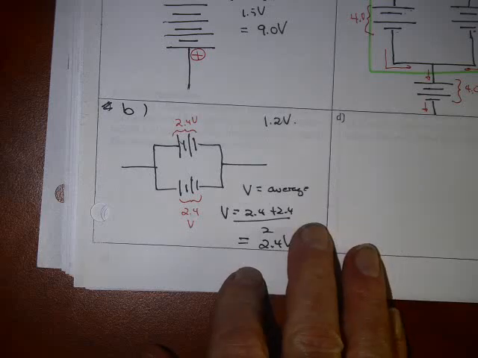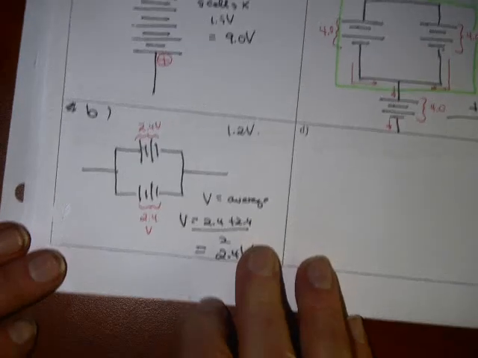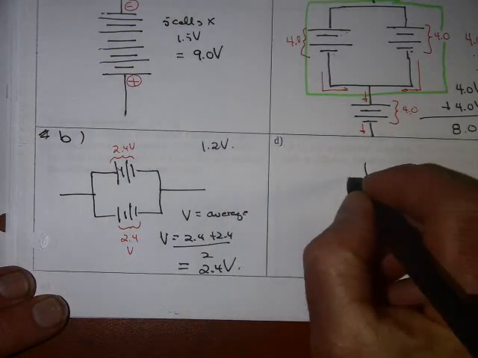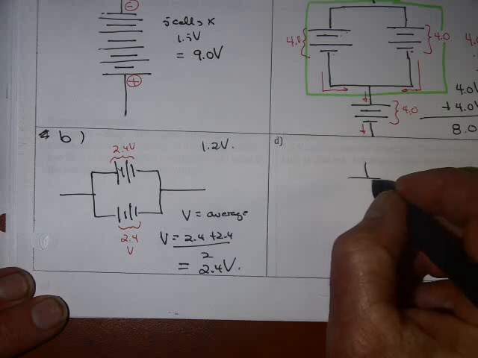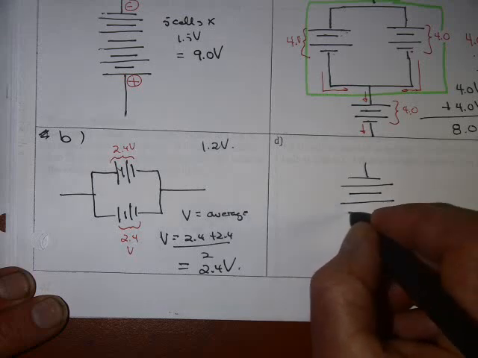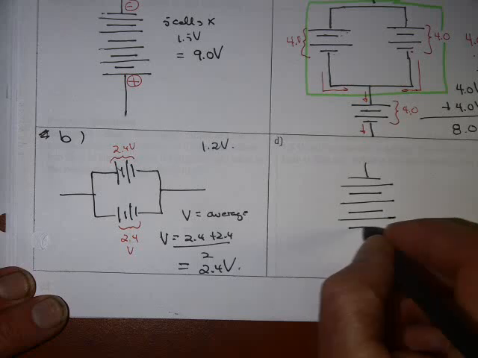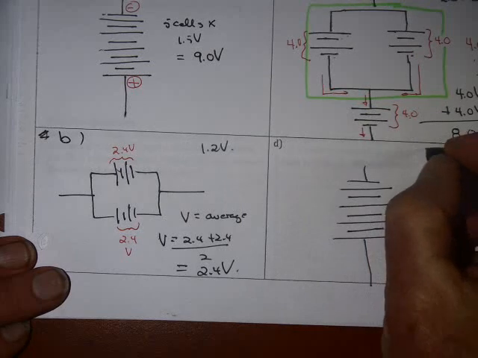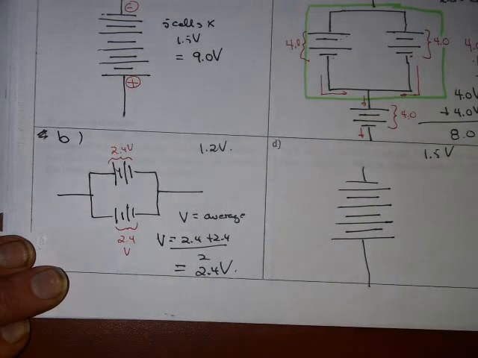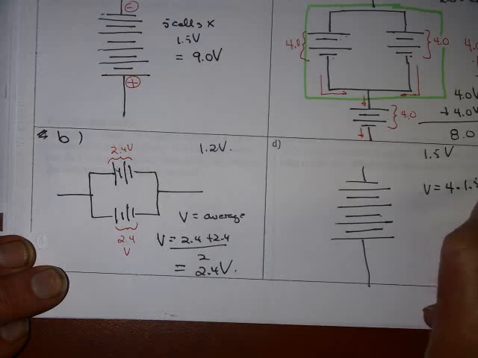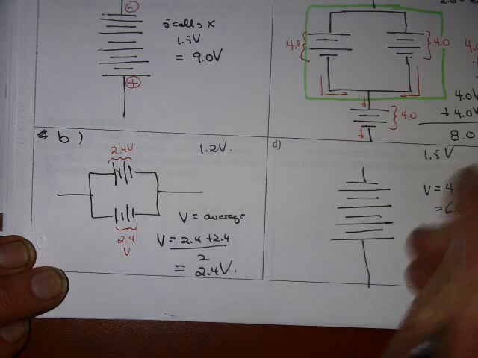Last but not least, D. Why do they do it in this order? No idea. Each cell is 1.5 volts. So voltage is equal to 1, 2, 3, 4. 4 times 1.5 volts. There we go.